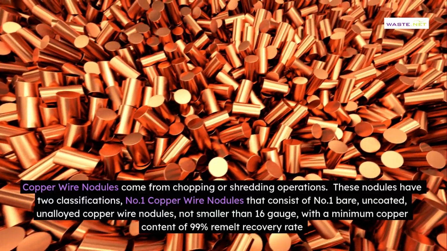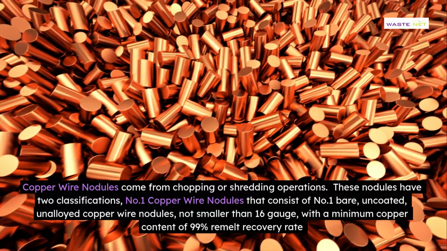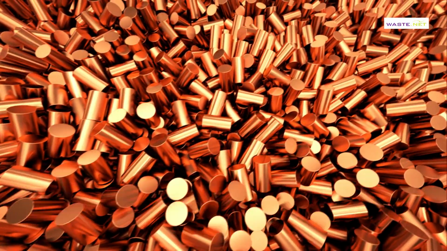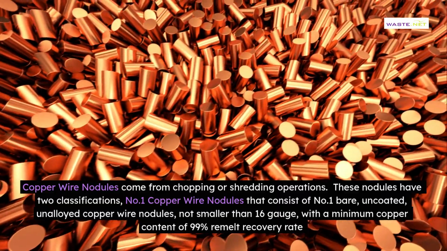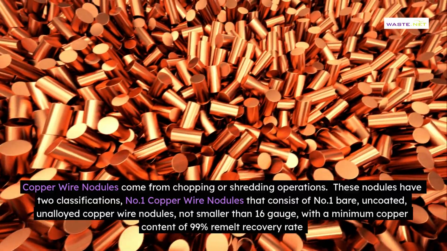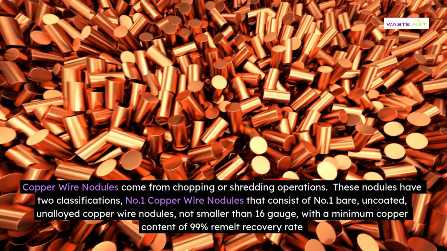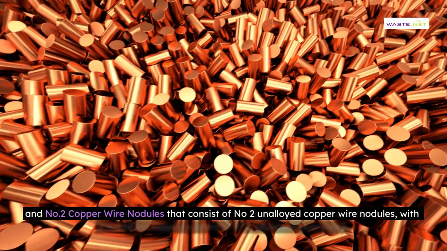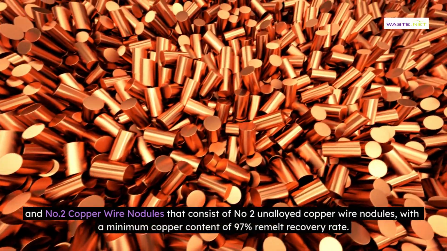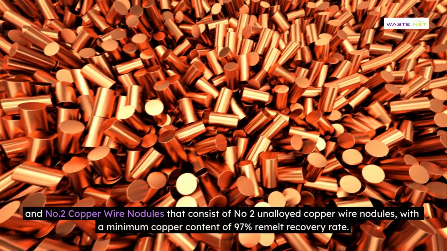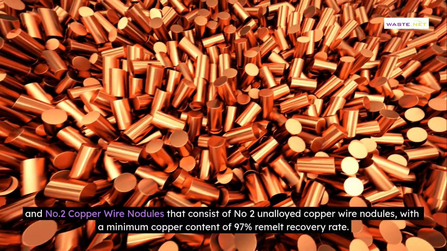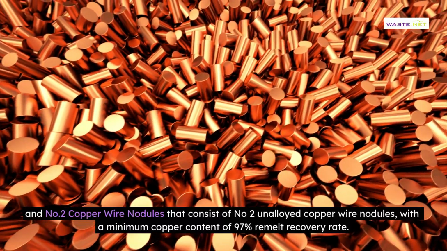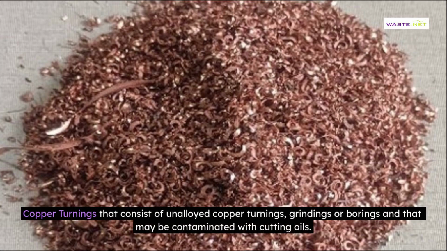These nodules have two classifications: number 1, copper wire nodules that consist of number 1, bare, uncoated, unalloyed copper wire nodules, not smaller than 16 gauge, with a minimum copper content of 99% remelt recovery rate, and number 2, copper wire nodules that consist of number 2, unalloyed copper wire nodules, with a minimum copper content of 97% remelt recovery rate. Copper turnings that consist of unalloyed copper turnings, grindings or borings, and that may be contaminated with cutting oils.